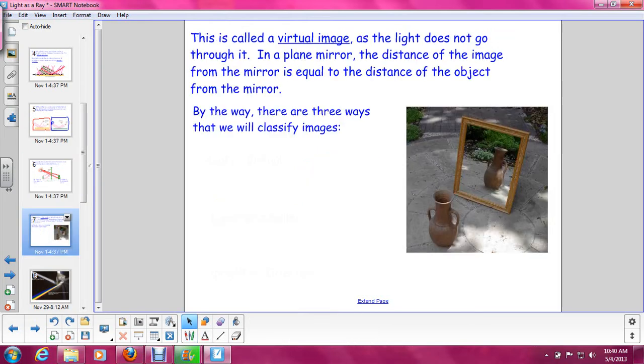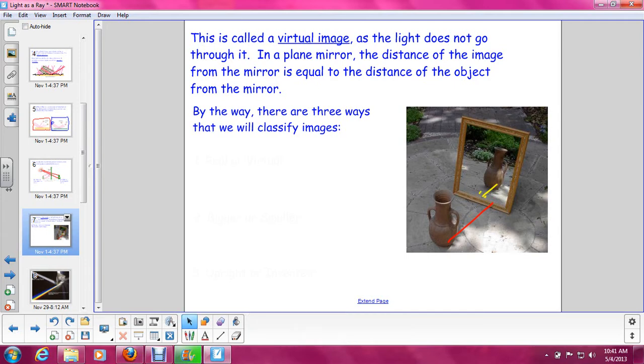Now, we call this a virtual image. And that's because the light does not go through the mirror behind it to your eyes. It's bouncing off. It only appears that the object is behind the mirror. And it turns out that with a flat mirror, the distance between the object and the mirror is the same as the distance from the mirror to the virtual image, or where it appears to be behind the mirror.